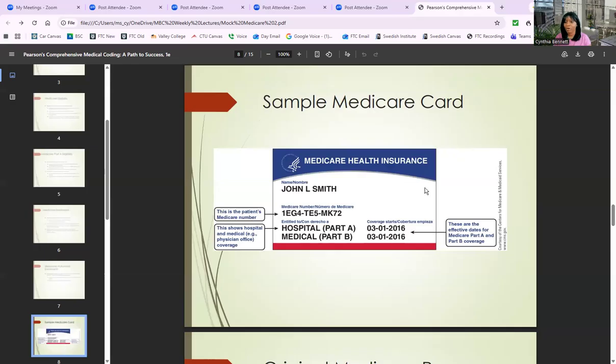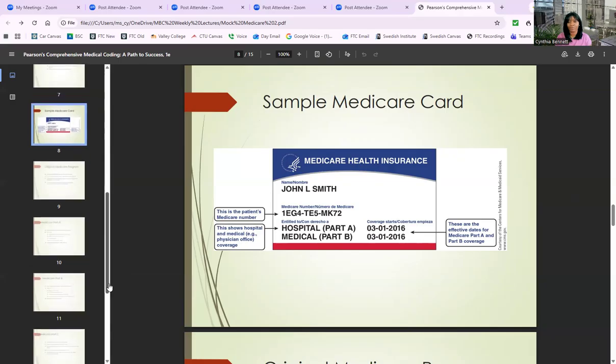So here's a sample of how the card looks. Remember I mentioned earlier where it will indicate whether they have Medicare Part A or Part B and the actual date of effectiveness. This is where you'll find that information on the card. So always ask the patient for the card, and in that way you can be sure which parts of Medicare they have and what their effective date is. This is a great example of how the card would look.